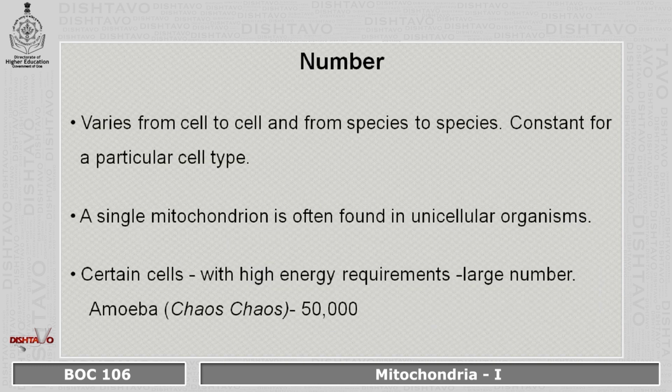Number. The number of mitochondria varies from cell to cell and from species to species. But the number remains constant for a particular cell type. A single mitochondria is often found in unicellular organism. For example, in chlorella, a single mitochondria is found. Certain cells with high energy requirements show large number of mitochondria. Example, in amoeba, you find around 50,000 mitochondria.